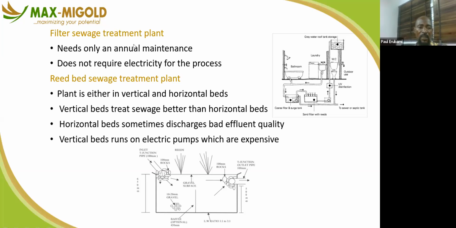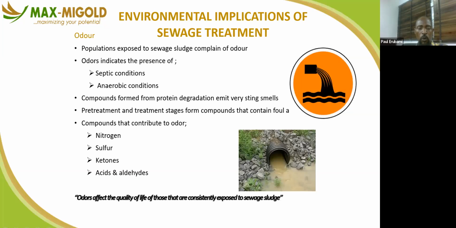Filter sewage treatment plant, then reed-based sewage treatment plant. These are all industrial-based kinds of treatment plants you can have. Then there's no way you're going to have a sewage treatment plant that won't have odor. So how do you deal with odor? It's just like when you have a poultry farm within an environment.